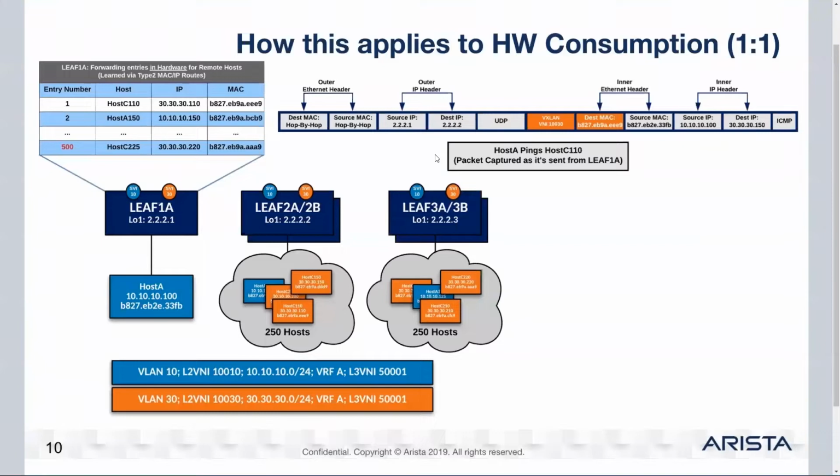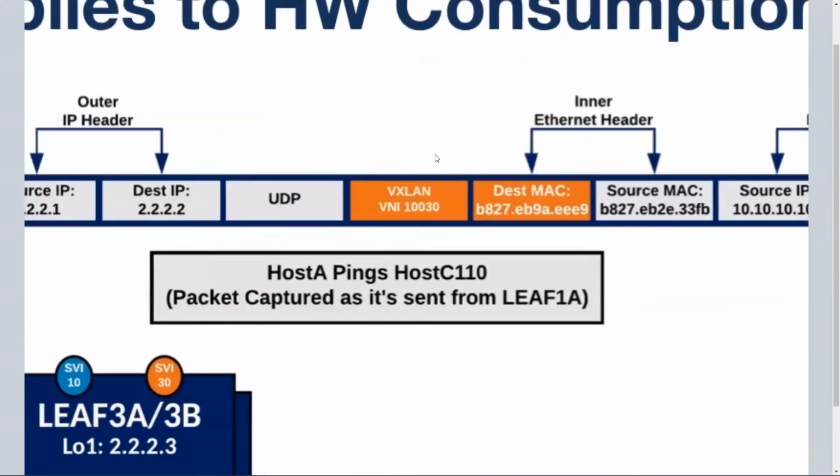To make things a bit more interesting, we've added a lot of hosts into this example, and we have a new pair of VTEPs, 3A and 3B. We'll focus in this scenario, host A is pinging host C110. As we saw in our packet capture, we know that when this happens, because leaf 1A and all the VTEPs are operating in the asymmetric IRB model, the L2VNI is going to be used in the VxLAN header, and the destination MAC address is going to be the remote host's MAC address, the target host of this particular ping.